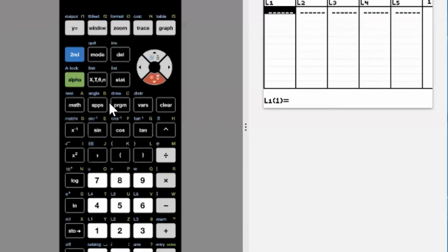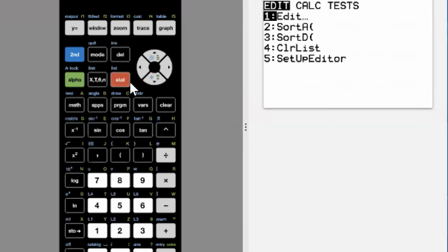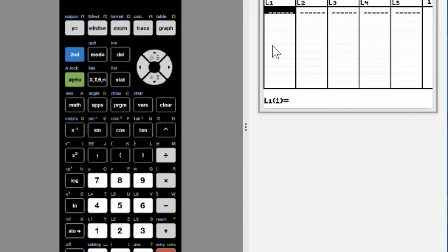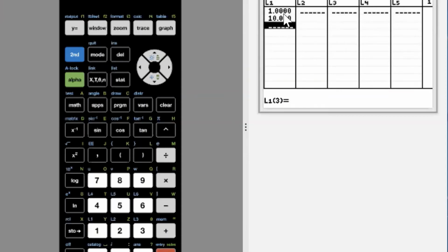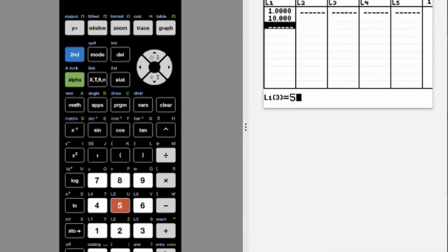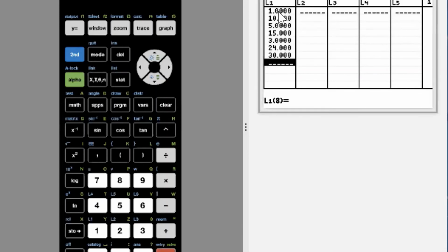In order to enter the data, first you go to STAT, then number 1, which says Edit, then Enter. In list 1, you enter the data. Let's enter together. The first is 1, and then 10. I have the calculator fixed to 4 decimal places, that's why you'll see those decimals. It may look different on your calculator. Then you have 5, then 15, then 3, then 24, then 30. So you entered 7 pieces of information there.